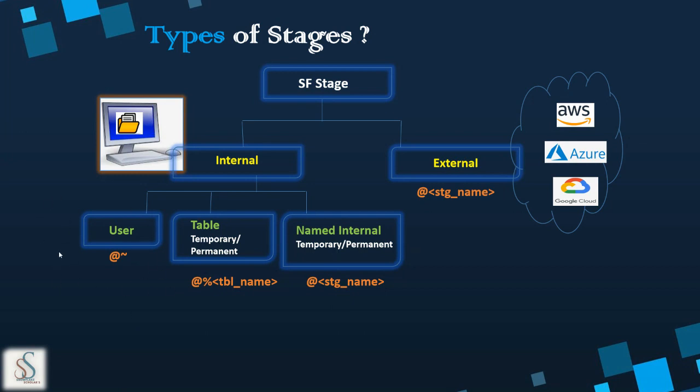And how is the user stage represented in Snowflake: at the rate tilde symbol represents the user stage. At the rate percent with the table name you created in Snowflake will represent the table stage. And finally, at the rate stage name, some name you give while creating the stage, prefixed with at the rate, will represent the stage name. Even the external stage is represented with at the rate and the external stage name you have given. This is all about the types of stages.